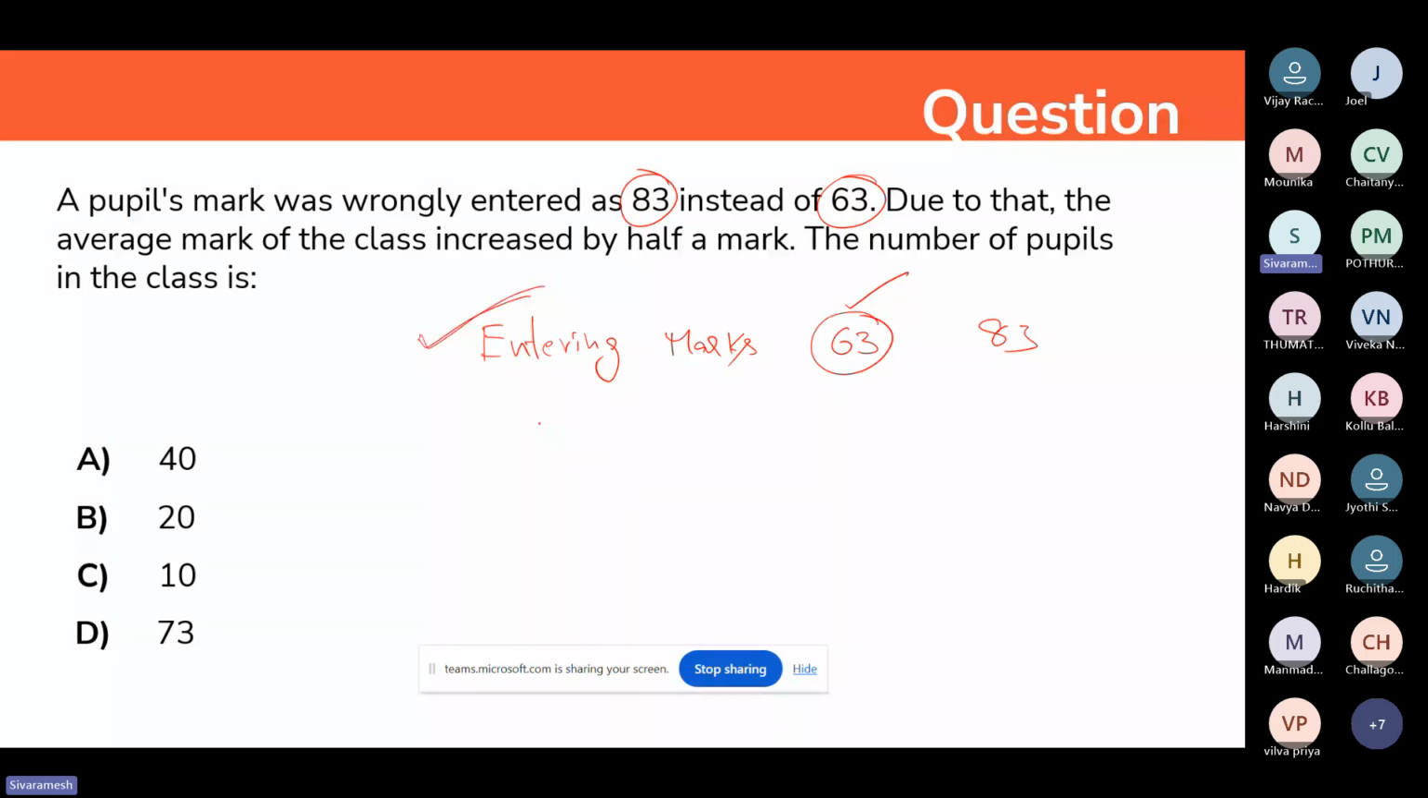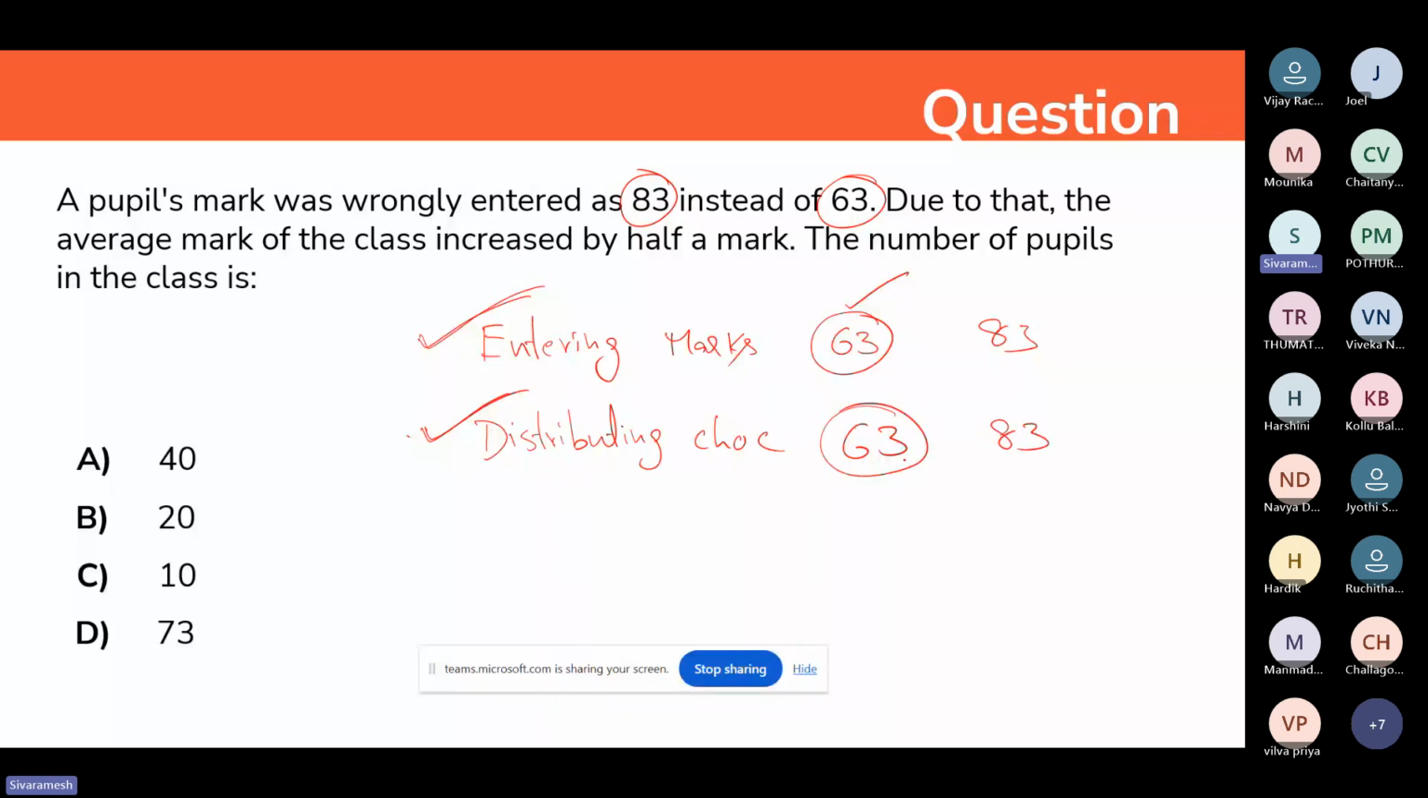Now just for your understanding, I'll change the terminology. Rather than entering the marks, can I say that I'm distributing chocolates to everyone? Both are the same, I'm just changing the terminology. Let's understand the logic easily by the chocolate method. While distributing chocolates in the class, Joel has to get 63 chocolates, but by mistake I gave 83 chocolates to Joel.